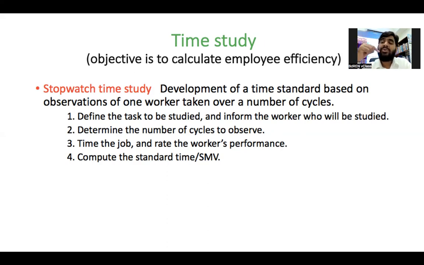If you can reduce the time to produce a product, what will happen? Your number of outputs will increase. You can sell more, profitability will increase, or the company will be more profitable. So time study means how long it takes to produce an output.